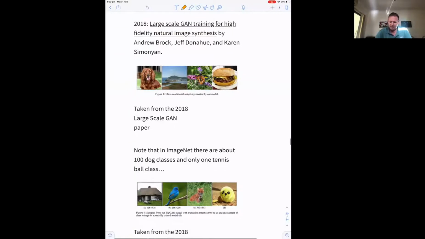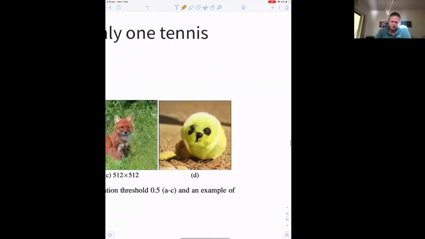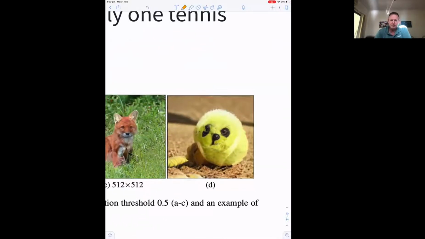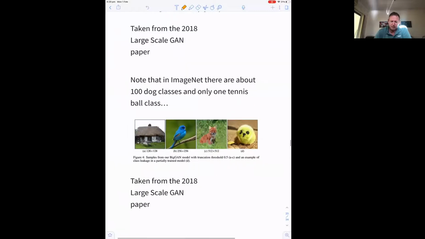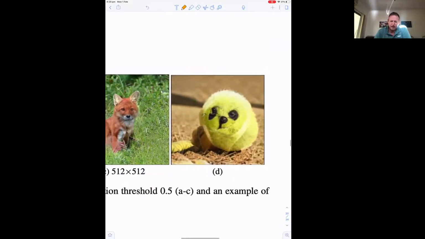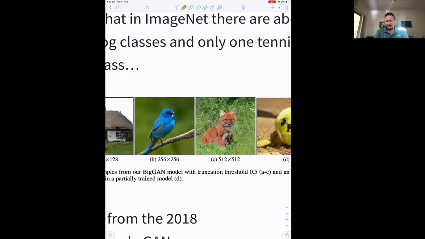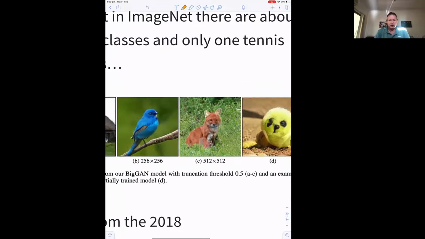Everybody likes to look at this picture generated by GAN. This thing doesn't exist. It's not something that we have in humanity. It's like a tennis ball slash dog. ImageNet has about 100 dog classes and only one tennis ball class. So one class is kind of littered into another class, in a sense. The convolutional GAN that was trained, that's what it knows. I know how to make eyes and a nose.